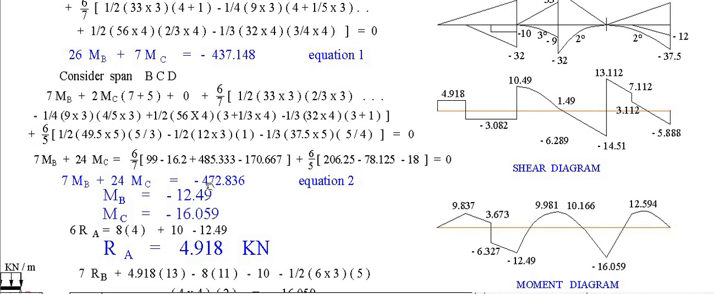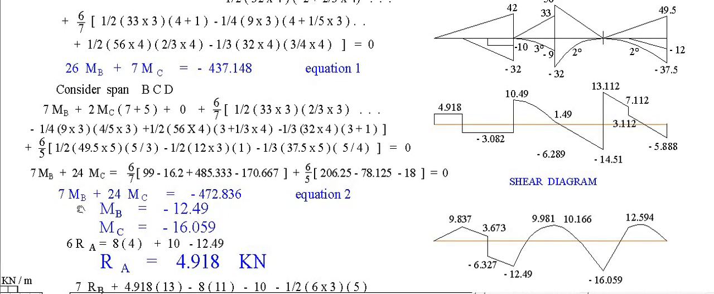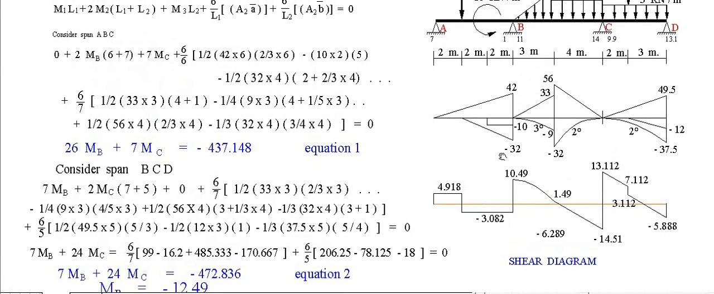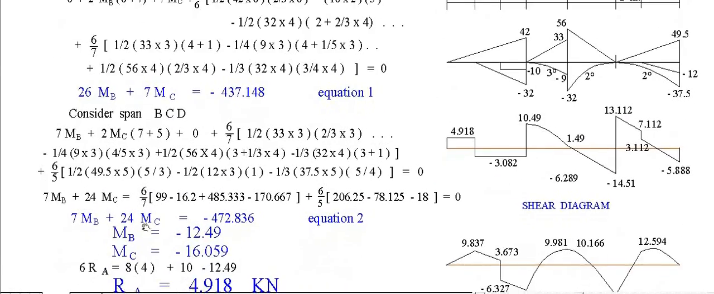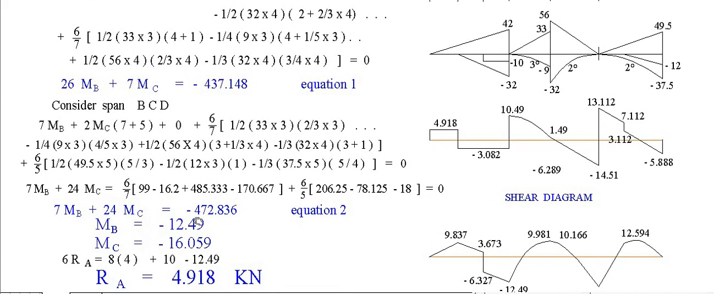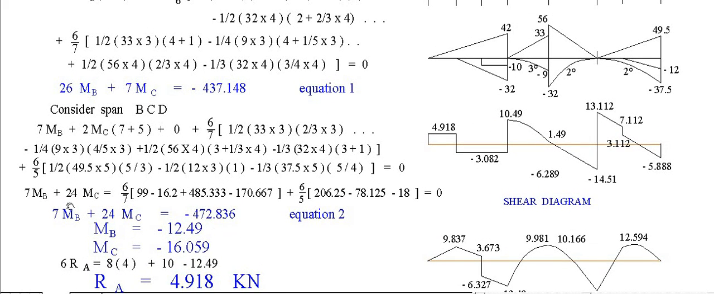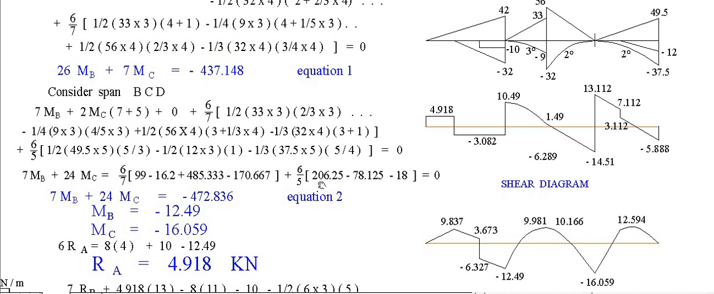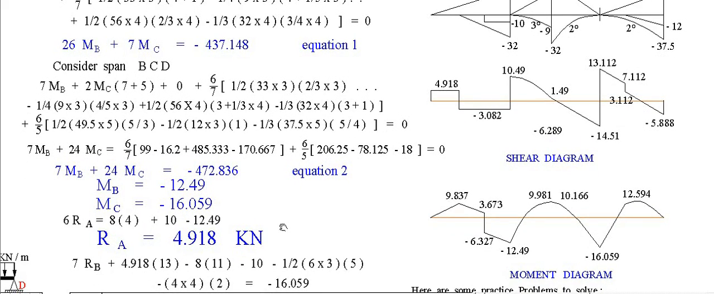Now this negative justifies that the moment at B is negative. Usually negative, negative also at C, then the whole thing is negative. These two terms are negative, which justifies that this is negative. Then solving the two equations, moment at B is minus 12.49, moment at C is 16.059.